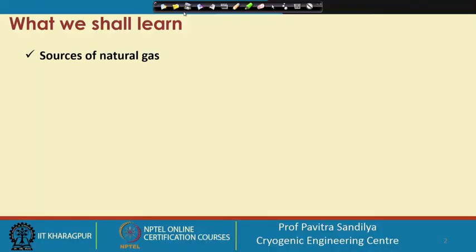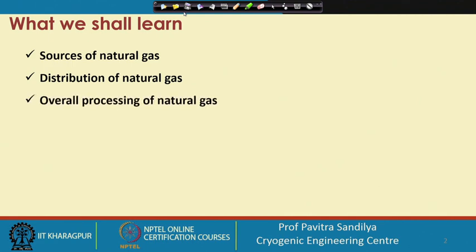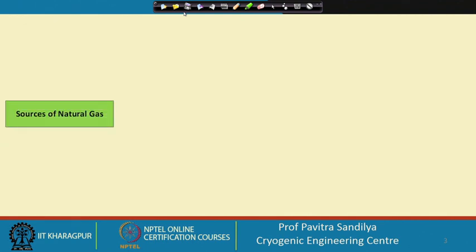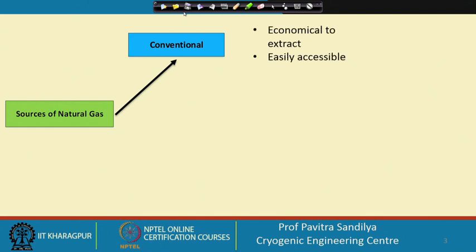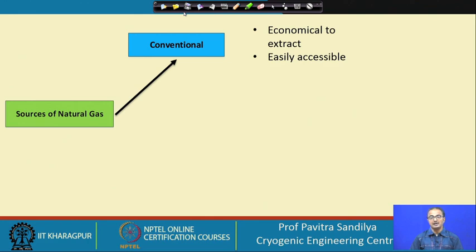So, today what we shall learn are the various sources of natural gas, the distribution of natural gas, the overall processing of natural gas. So, let us first see the various types of sources of natural gas. Now, here in this case we have two types of sources. One is the conventional sources, and what we mean by conventional is that from these sources the natural gas can be extracted economically and commercially, and these sources are accessible to us comparatively easily.